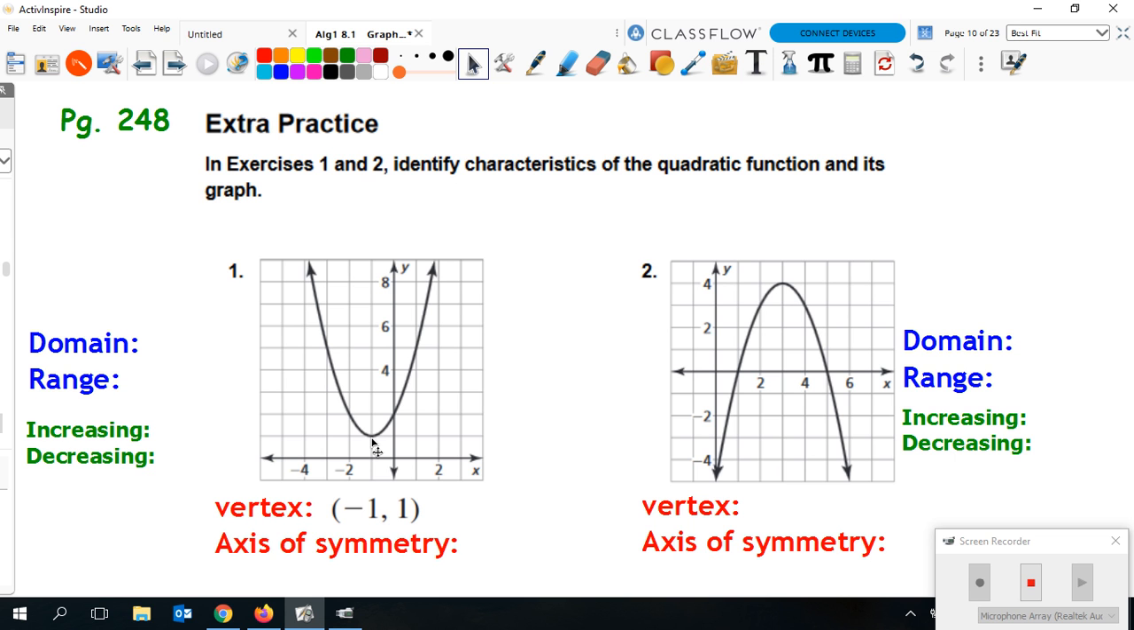The axis of symmetry is going to be a line that goes straight down through that vertex point right there at -1. So it's x equals -1. That would be your axis of symmetry.